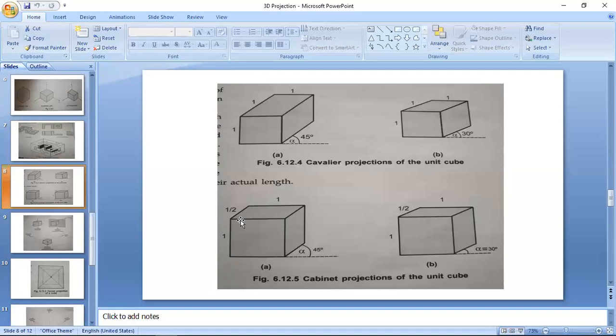And for this angle, lines perpendicular to the viewing surface are projected at 1/2 their actual length. Means those surfaces which are making an angle of 90° with the projection plane, that surface will get foreshortened only. Okay, the rest of the edges, the rest of the surfaces will remain by their dimensions only. So these are the two important classifications of parallel projection or oblique projection.